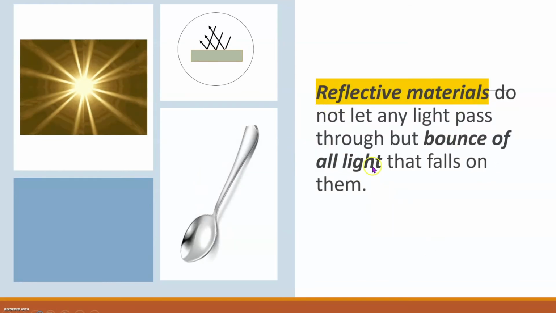Everybody, can you please repeat after me? Reflective materials. Good job. So a reflective material does not let any light pass through, but bounces off all light that falls on it. So it does not let any light pass through like an opaque material, but the light is bounced off.